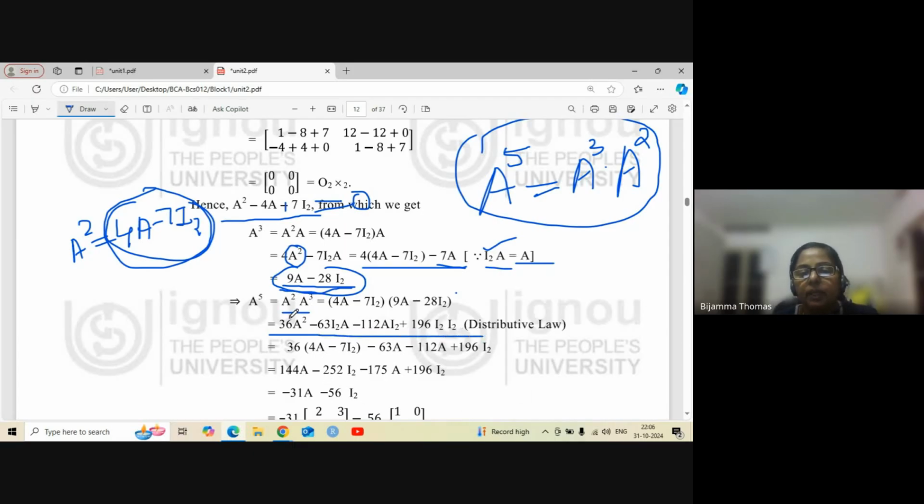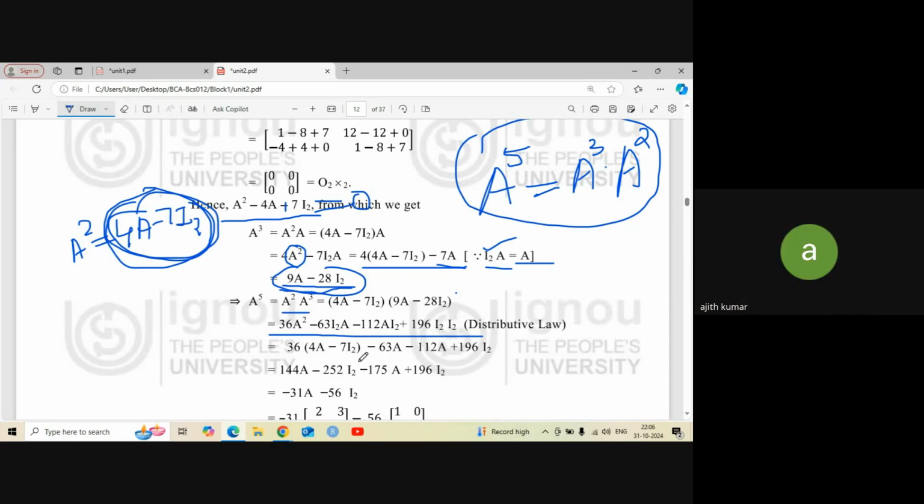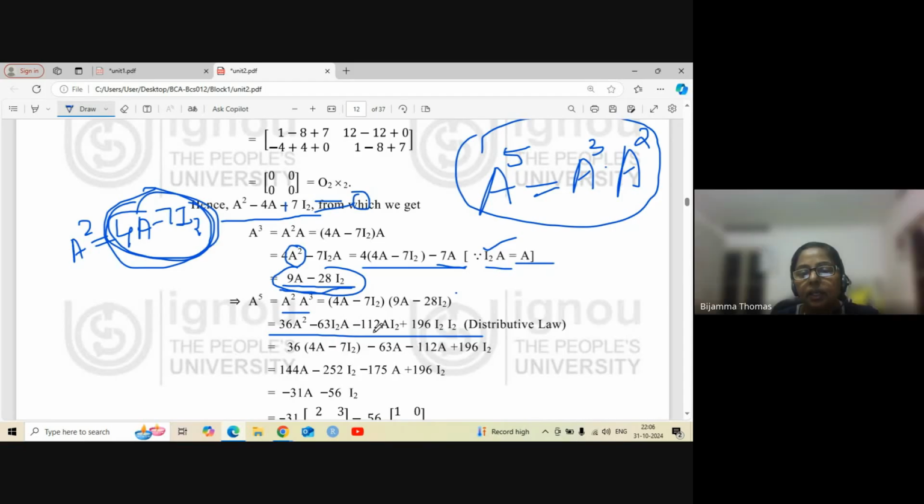So we simplify again, 36 into replace A square by 4A minus 7I2. Is it clear? Minus 63A minus 112A plus 196I2. I2 into I2 will be I2. 1 into 1 നമ്മൾ സ്കെയിലാർ ചെയ്യുന്ന പോലെ തന്നെയാണ്. നമ്മൾ ഐഡന്റിറ്റി മെട്രിക്സ് I2നെ അഗെയിൻ മൾട്ടിപ്ലൈഡ് ബൈ I2 ആണെങ്കിലും സെയിം. അതുകൊണ്ടാണ് അതിനെ ഐഡന്റിറ്റി മെട്രിക്സ് എന്ന് പറയുന്നത് അല്ലേ?